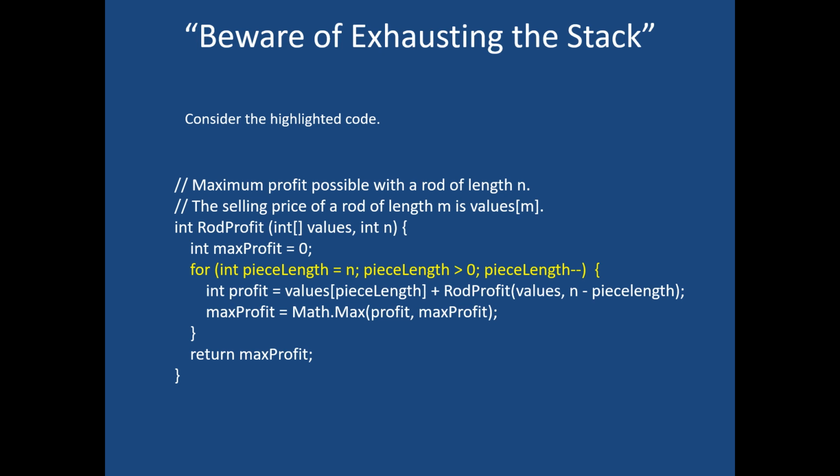But look at the order in which we're doing this. We're starting with a piece length of n. So let's say n is 30 initially. We start with 30, then we look at 29 and 28 and 27. Compare that with if we turn the loop around. So instead we start with a piece length of 1 and then work up.